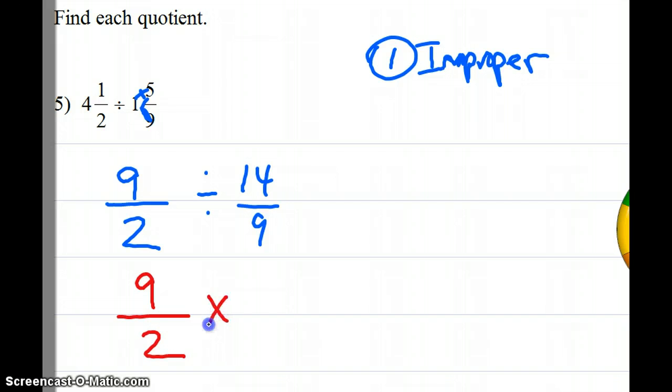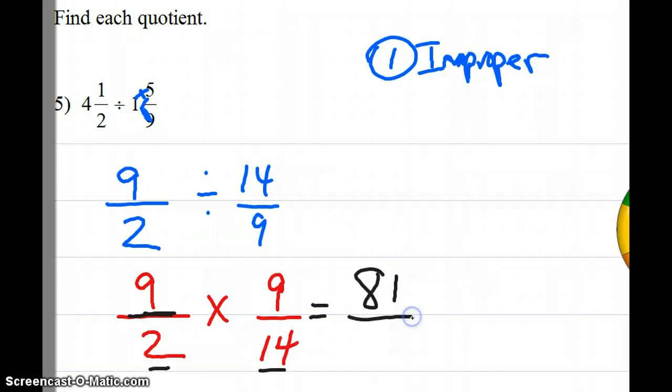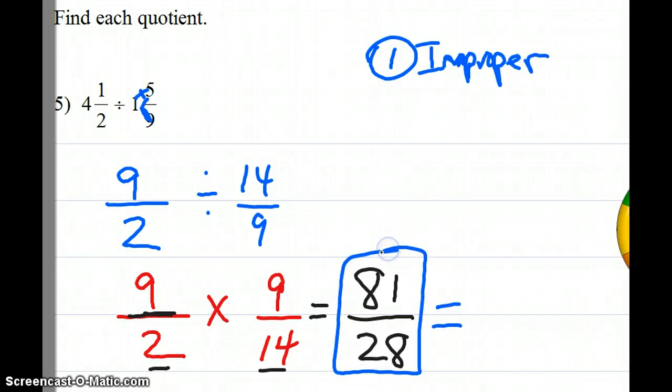Remember, division is multiplication. Then you flip the fraction, and we look to see if there's a common factor in the numerator. Is there a number that 9 goes into 2 or 14? There isn't. So we're stuck with just multiplying the numerators together and the denominators together. To get final answers, we will have to reduce. So remember how to reduce an improper fraction. We start with a division problem.